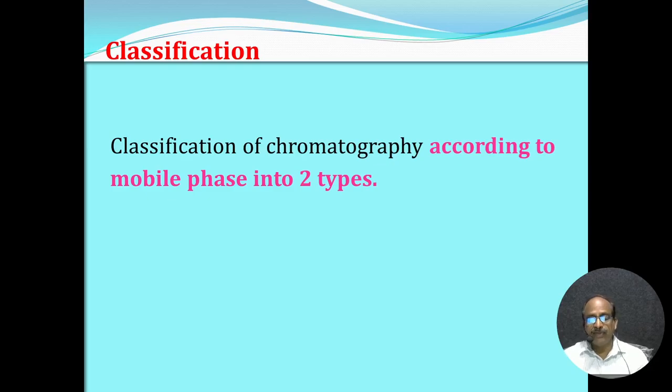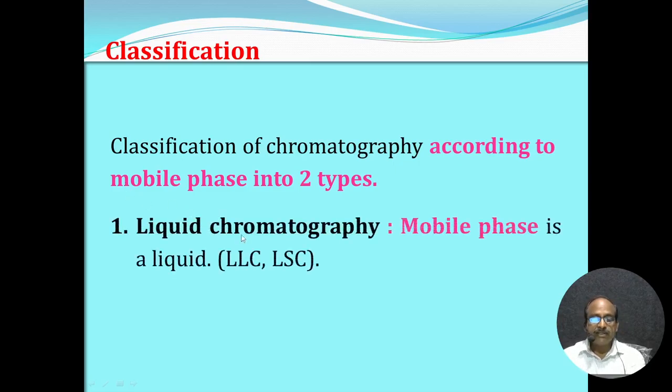According to the mobile phase, there are two types. This classification is only about the mobile phase. One is liquid chromatography, where the mobile phase is only a liquid. Another one is LLC, liquid chromatography, and LSC means liquid solid chromatography.